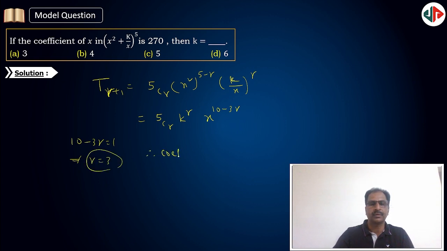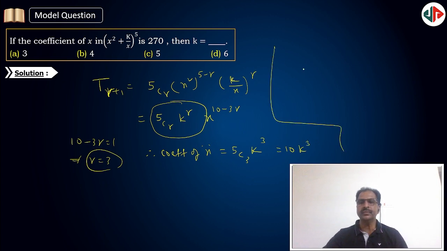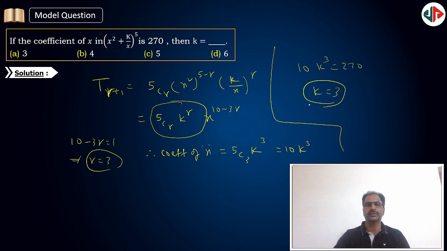Therefore, the coefficient of x is 5C3 k³. 5C3 is nothing but 10. So 10k³. That 10k³ is given as 270. From this you will get k³ as 27, k as 3. Option A.